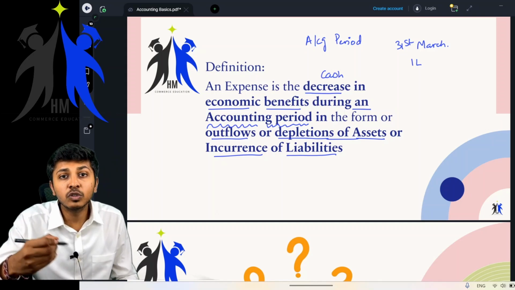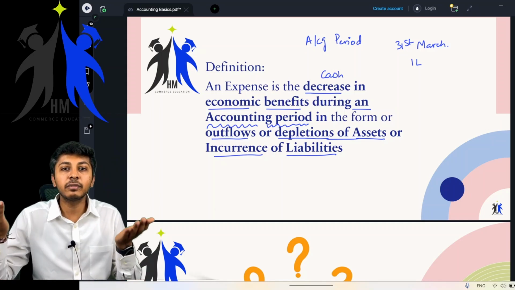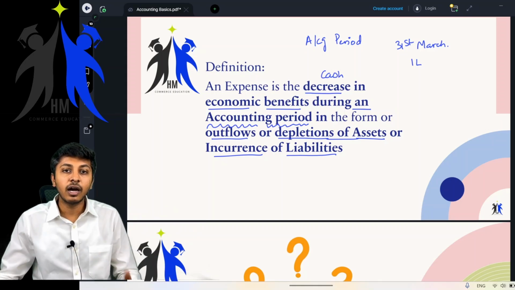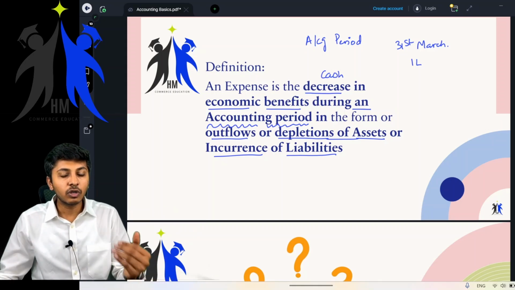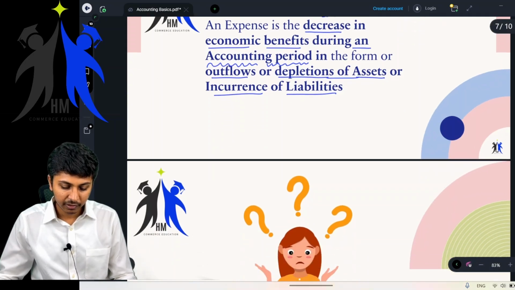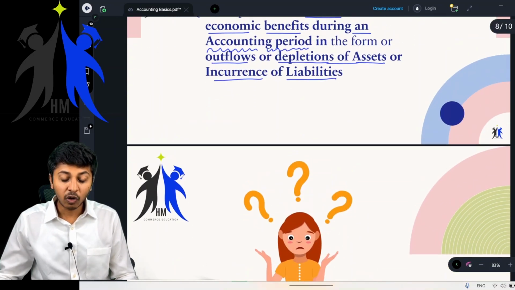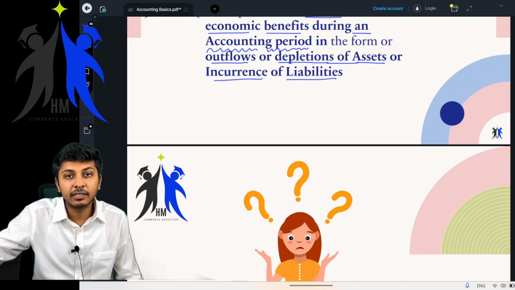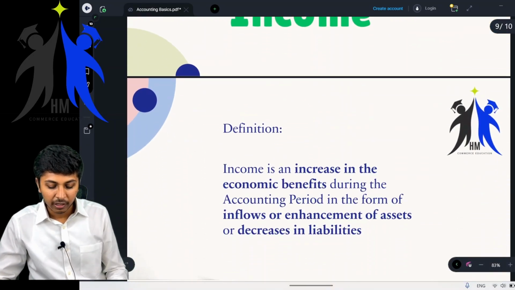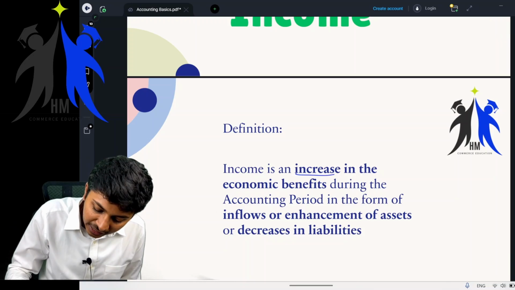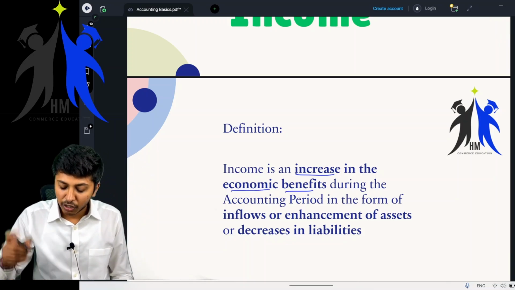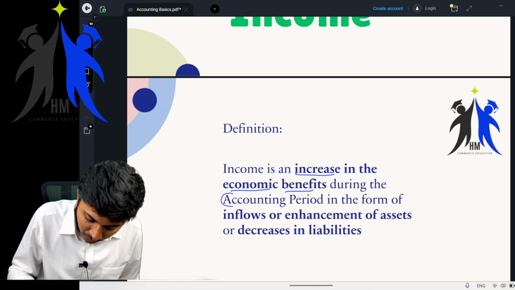Will it reduce my economic benefits? No, it will increase my economic benefits. I might get cash for this. I might get other resources for this. Other than cash, I can get anything because of this. Correct? And because of income, I can create an asset. I will tell you how. See, income is the increase, not decrease, in the economic benefits of the entity during the accounting period. Very important.